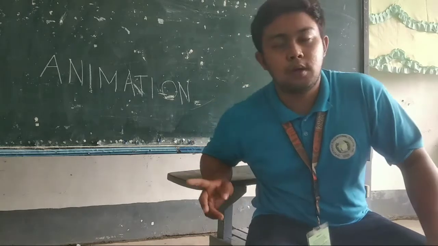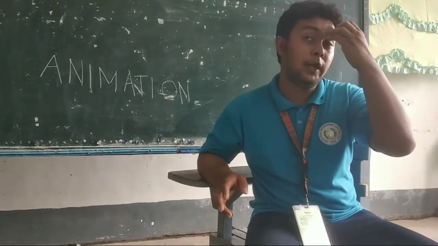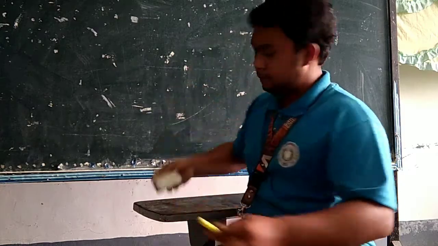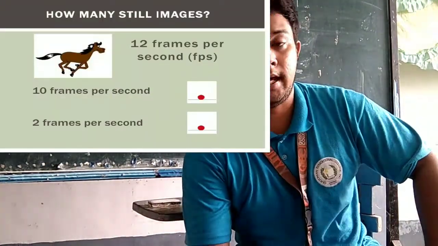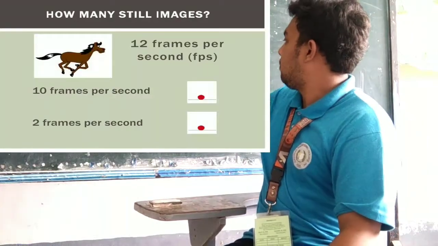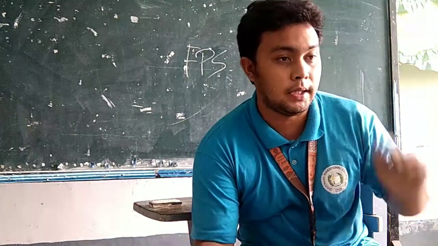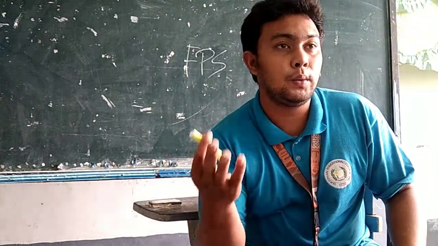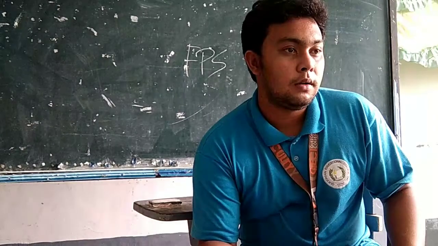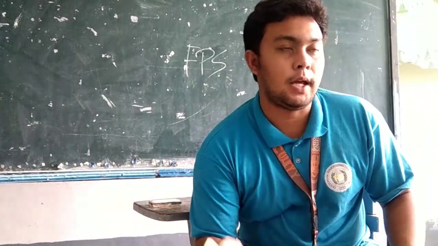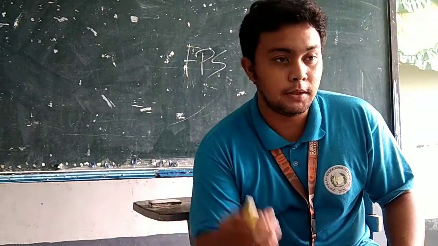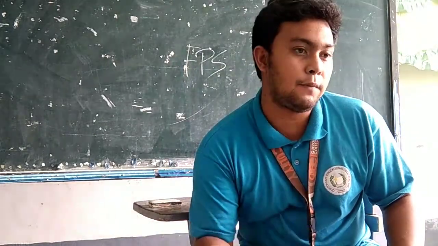This is an example of a comic book. If it is attached together by software, it will be an example of animation. Another one is frames per second. I do not know if you are familiar with frames per second, or FPS, but I'm going to give you an example of this. What are the differences between 10, 9, 8, 7, 6, 5, 4, 3, 2 frames per second?